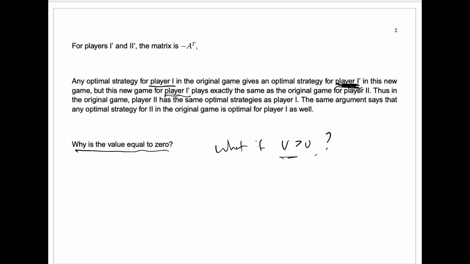In other words, if the value of the game were positive, player 1 could play a strategy to guarantee an expected return of at least this positive number v, and player 2 could now guarantee at least a positive return of v to him or herself from player 1. And that's impossible. It can't be the situation that both players can guarantee a positive expected return to themselves. So this is impossible. A similar argument says v less than 0 is also impossible. So we're left with the case that v must be 0.